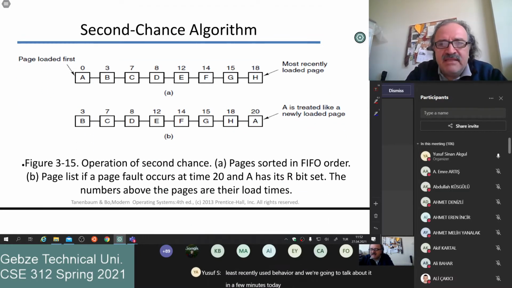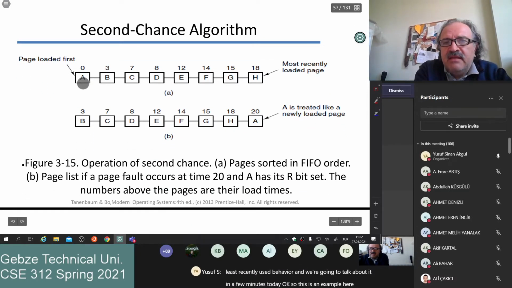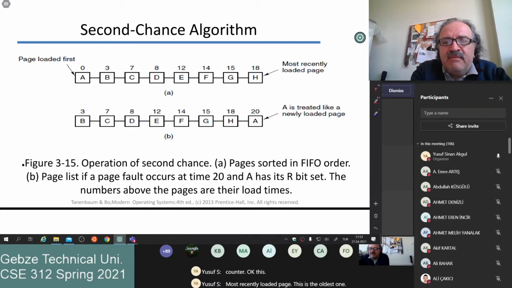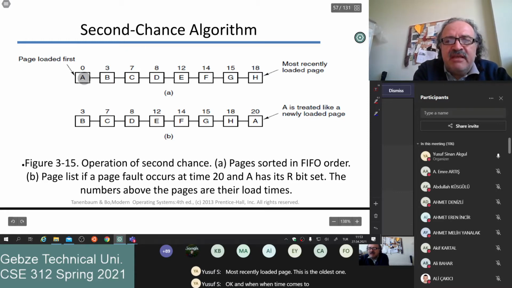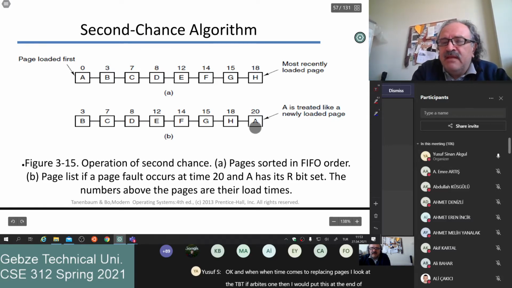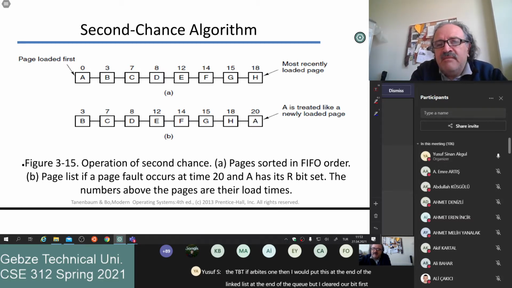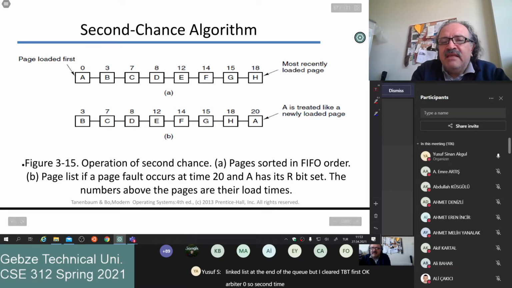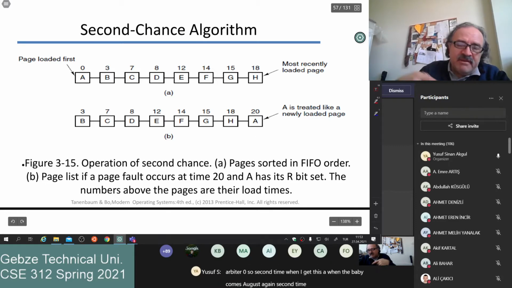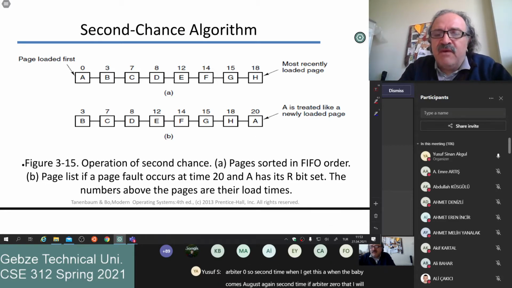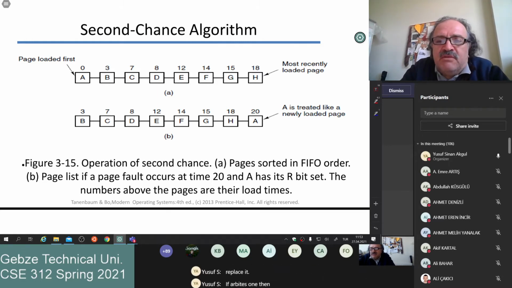So this is an example here. This is the most recently loaded page, and this is the oldest one. When time comes to replace pages, I look at the R bit. If the R bit is one, then I put this at the end of the queue, but I clear the R bit first. The R bit is zero. So the second time, when A becomes the oldest again, if the R bit is zero, then I would replace it. If the R bit is one, then of course I am not going to replace it.